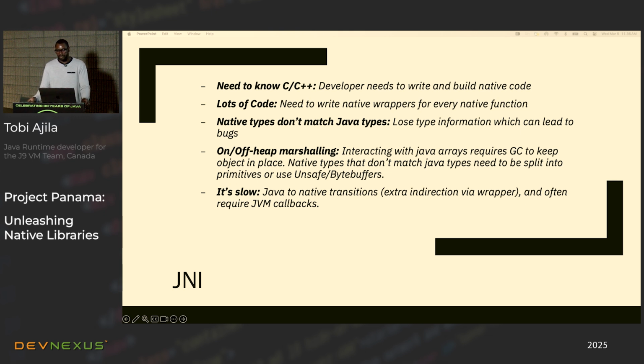Some people use sun.misc.Unsafe or direct byte buffers to get around this issue. So you can leave the native data exactly where it is and then just point at it. And the final drawback with JNI is the transitions are slow because you have the extra indirection of having to call a wrapper function before you call the native function you're interested in.